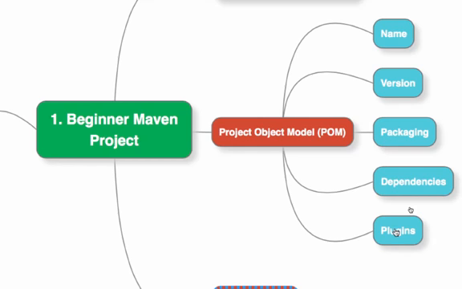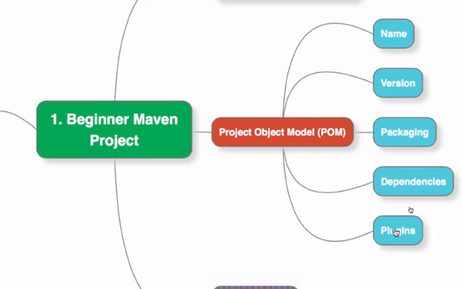Let's say I am creating a web application. I would want to deploy the web application to Tomcat. So there's a plugin called Maven Tomcat plugin, which helps us to deploy the war to a Tomcat. The plugins help us to do a lot of such things.